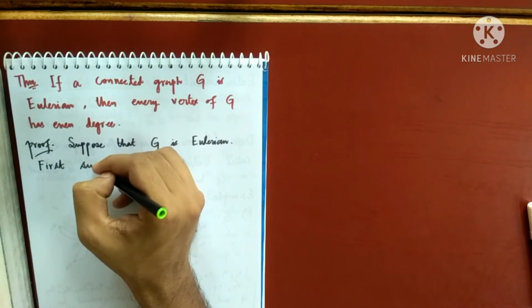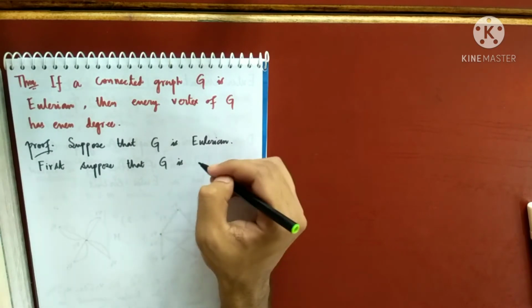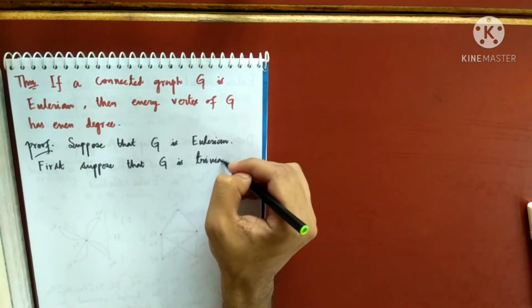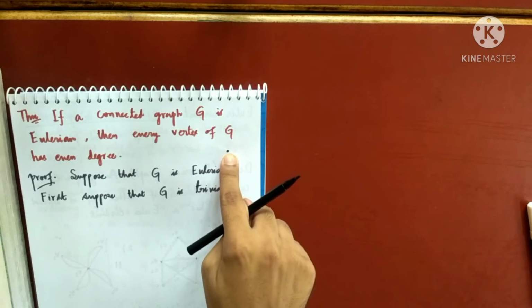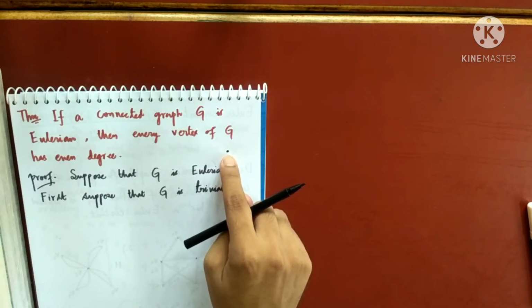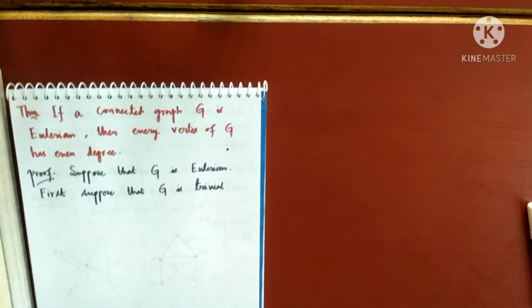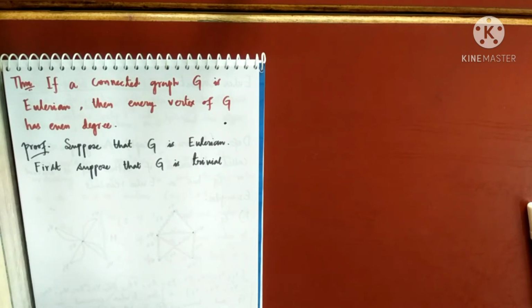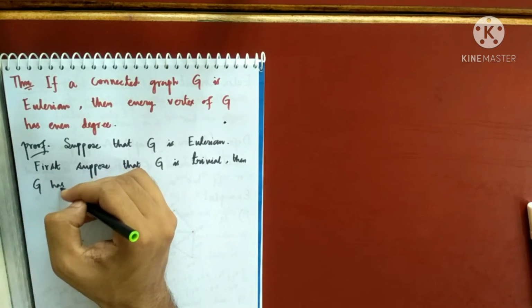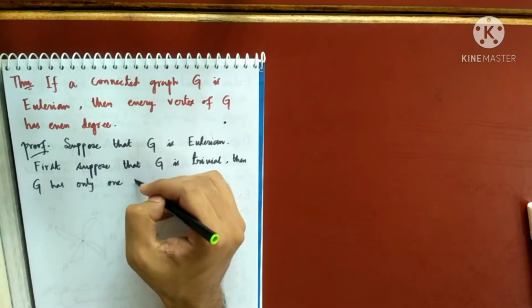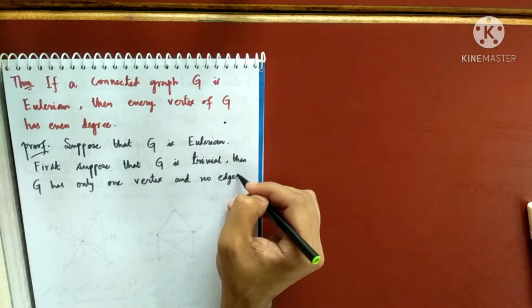First, suppose that G is a trivial graph. You know, every trivial graph is Eulerian. That means G is just this, and it has only one vertex and no edges. What is the degree of this vertex? It is 0, which is an even number. So first, suppose that G is trivial. Then G has only one vertex, and no edges. That is the meaning of a trivial graph.